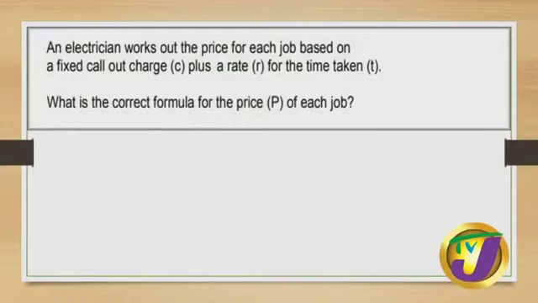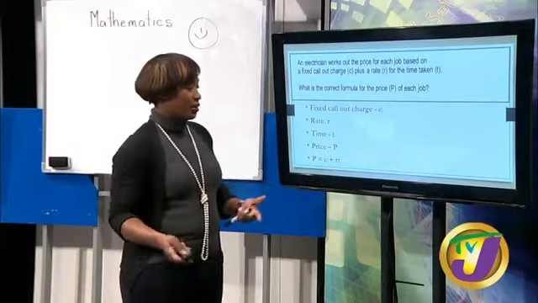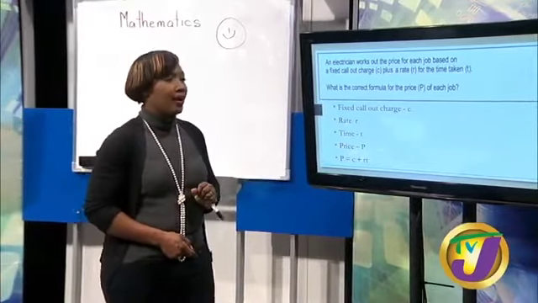All right, let us look. So we'd have to put down some things that we'd have gotten from the information. So there's a fixed call-out charge indicated by C, the rate, R, the time, T, and the price, P. So in terms of P, let us see what we would have. P is equal to the fixed call-out charge plus, see the plus, rate for the time taken. And that means you'd multiply the rate by whatever time you would have taken to do the job. So your formula would look like P equals C plus RT.